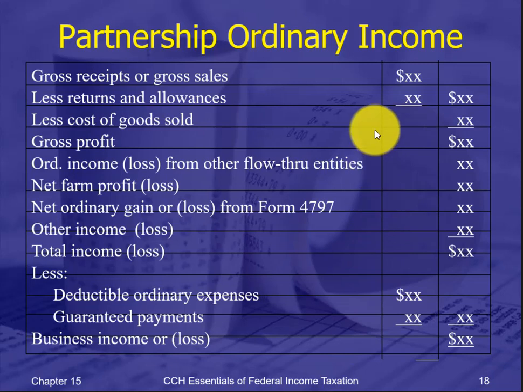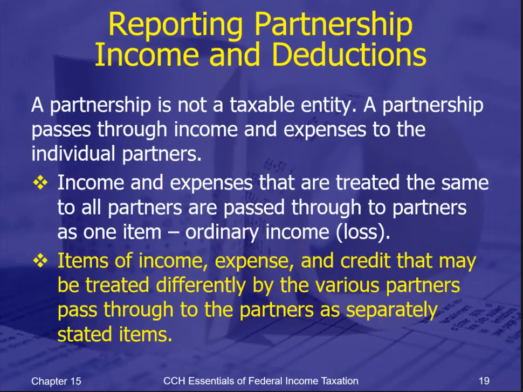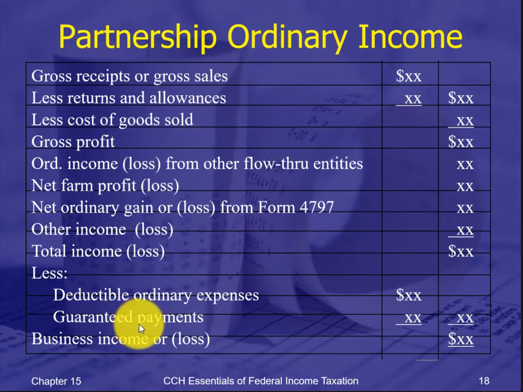So this is how you calculate that. This is your ordinary income. Okay. These are the various categories that happen in a business that we would report as part of the business income. Notice guaranteed payments are deducted from ordinary income. That's payments paid to the partners as part of them working for the partnership, you might say.